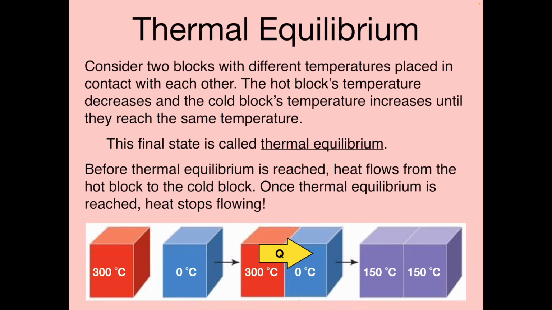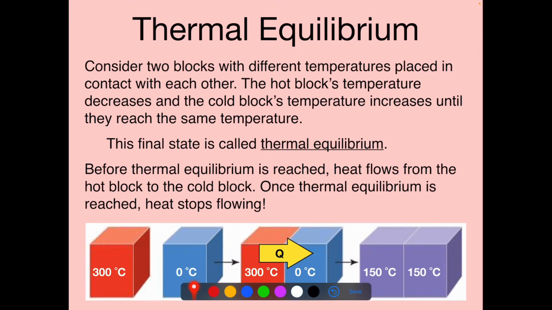And that's going to continue to happen until they reach the same final temperature. So when this process is complete, they're both at the same temperature now, which is somewhere in between the two starting temperatures. So for instance, they could both be at 150 degrees Celsius when this process is over. That final state that we reach is called thermal equilibrium.